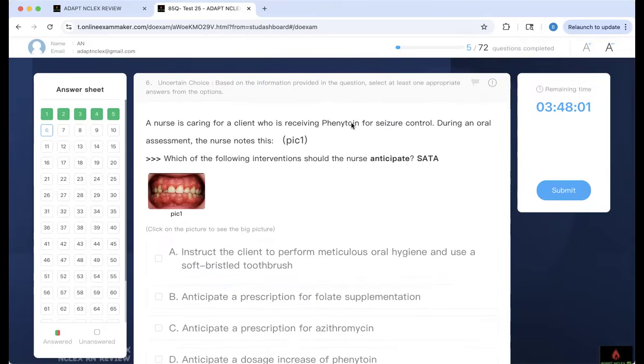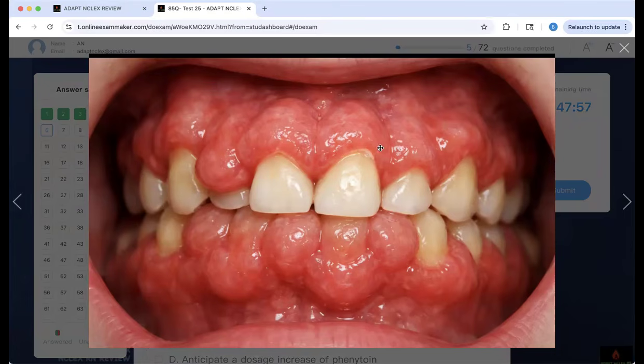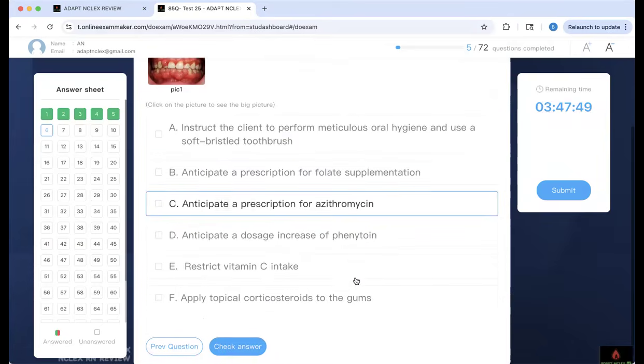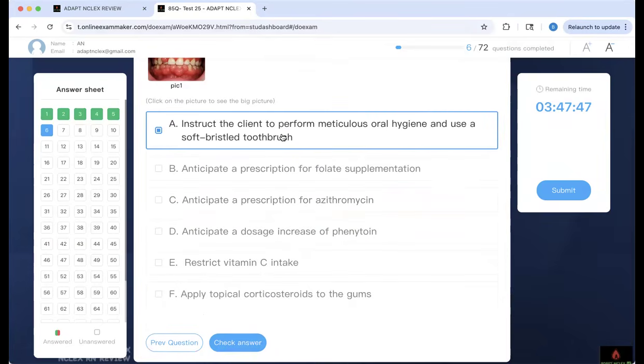Oh, if you take phenytoin, I know that it causes gingival hyperplasia. Oh, that's gingival hyperplasia. So big. This is going to bleed easily. This is what we call gingival hyperplasia. And therefore, what do you think? A soft bristle toothbrush is much better, so that we can clean easily and don't cause bleeding.